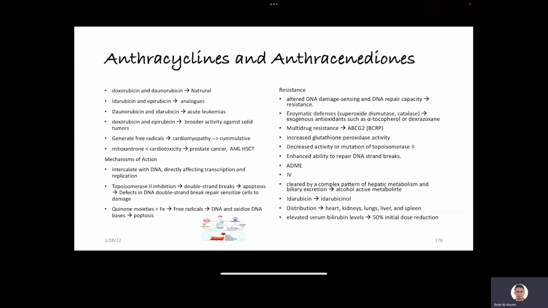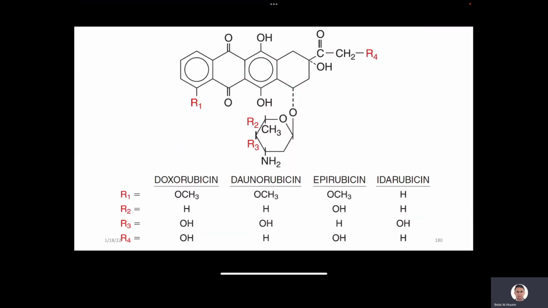So last time we were talking about anthracyclines and anthracenedione. We mentioned that anthracyclines include 4 drugs: doxorubicin, daunorubicin, epirubicin, and idarubicin. Doxorubicin is also known as Adriamycin, which is the first trade name for the drug. Sometimes in protocols, they abbreviate it as A.